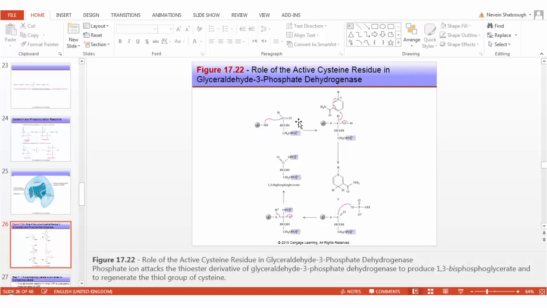Notice here that this is your substrate and this is the enzyme with the cysteine or the thiol group at the active site. The sulfur acts as a nucleophile, attacks the carbon to give a tetrahedral intermediate, which goes through rearrangements. And then the inorganic phosphate oxygen here also acts as a nucleophile. It attacks this carbon to produce a tetrahedral intermediate, which rearranges to give the products and to regenerate the thiol group of cysteine that is on the enzyme.